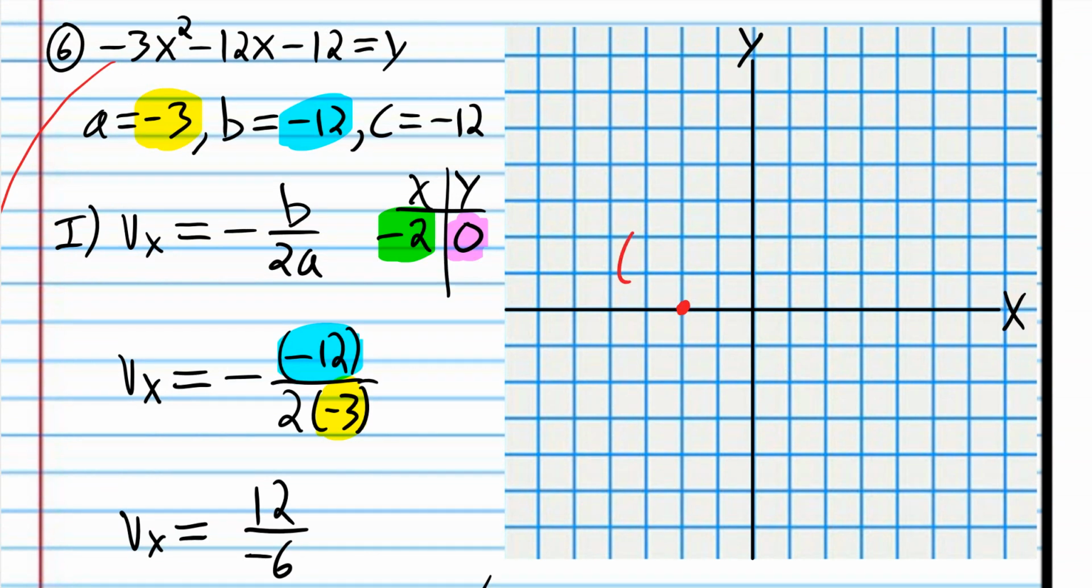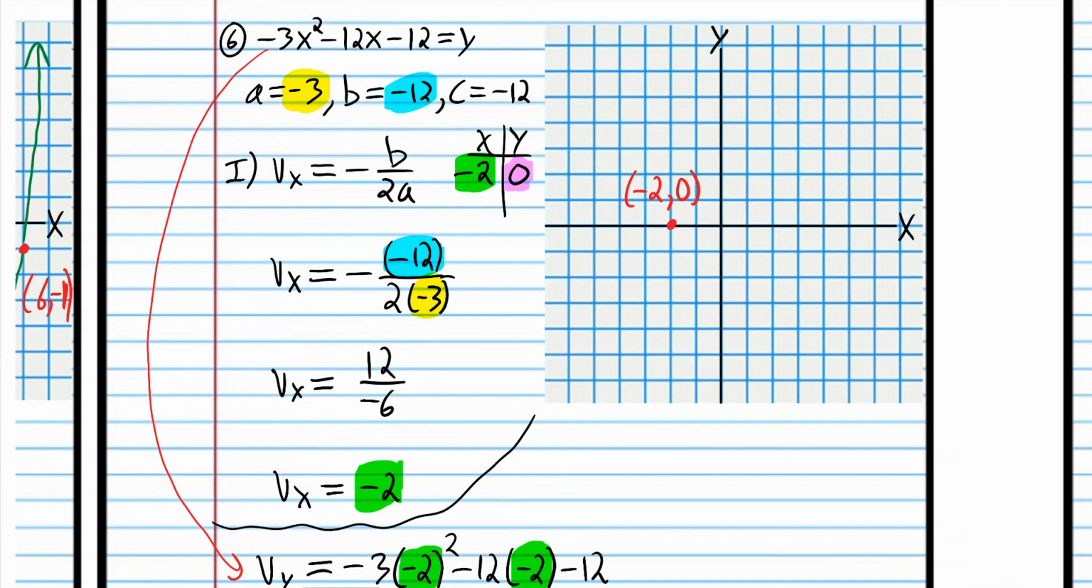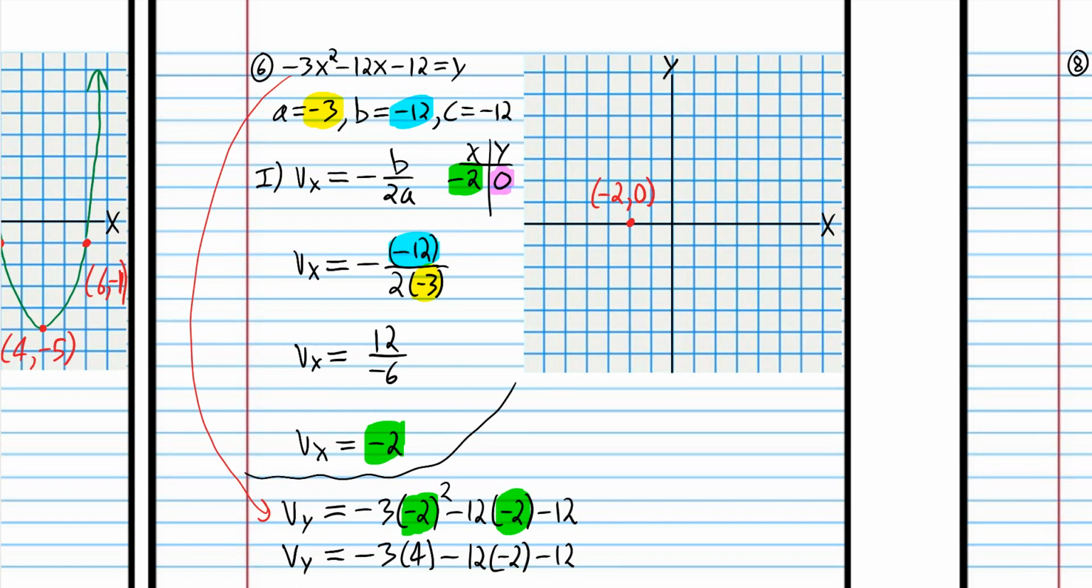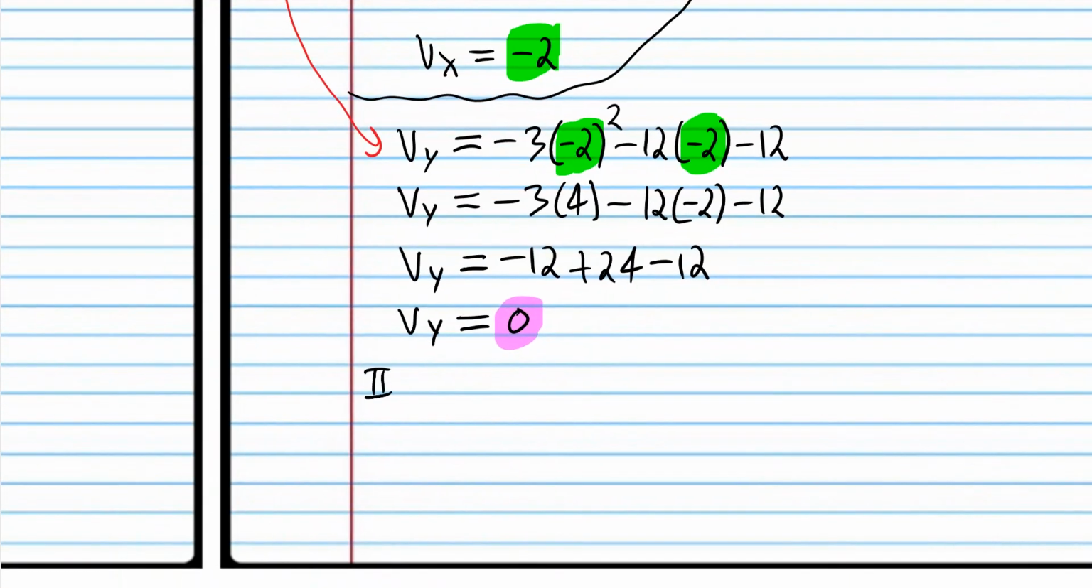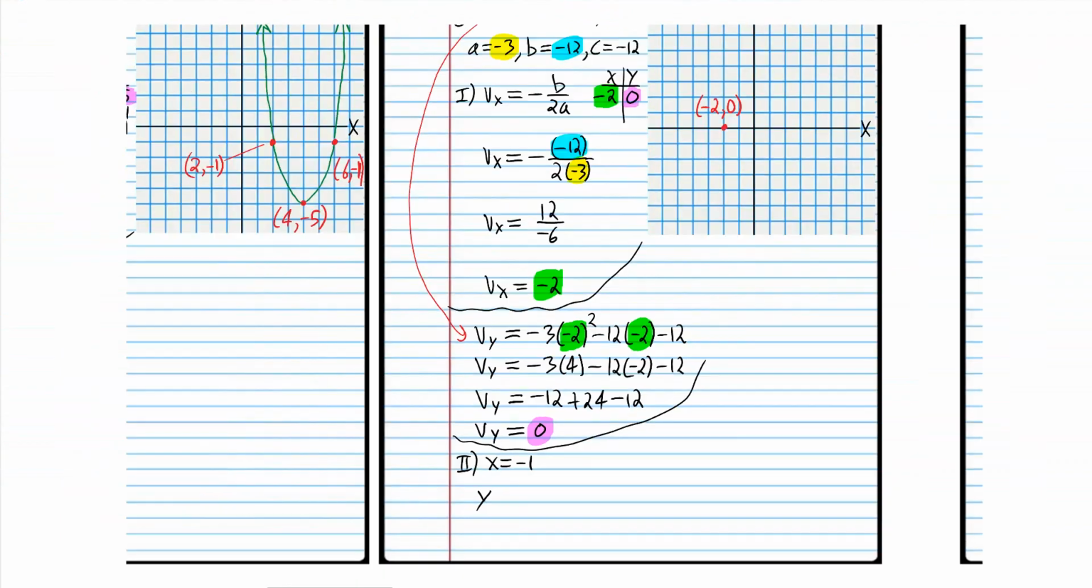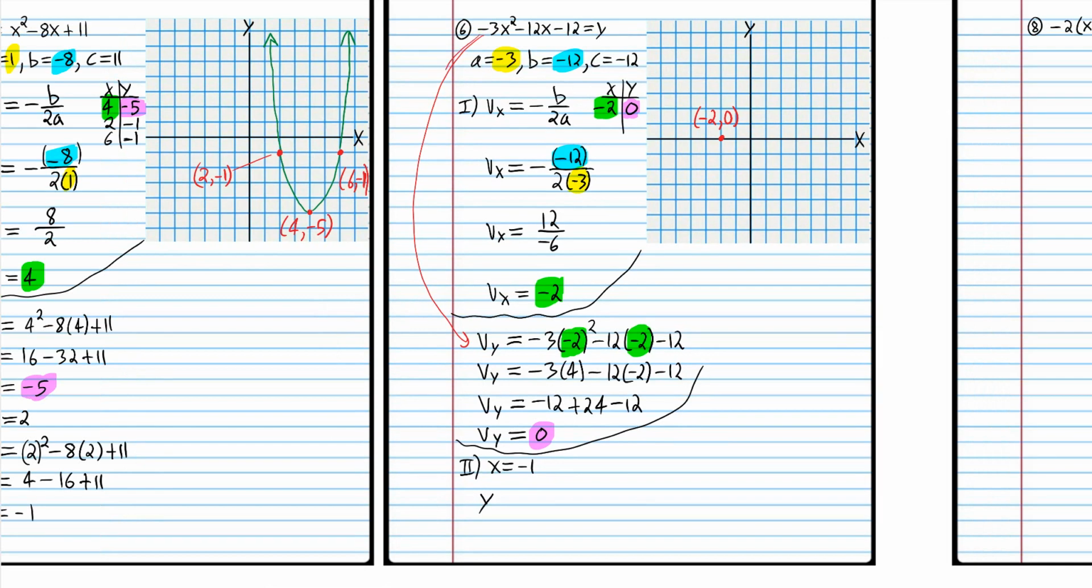So I'm going to label this point up here so it doesn't run into the graph. So now I'm going to choose an x value that's 1 away from the line of symmetry. So I'm going to choose -1 for x for the second point. If x equals -1, then y is going to be equal to whatever the original equation would look like when -1 is plugged in. So we get -3 times -1 squared minus 12 times -1 minus 12.